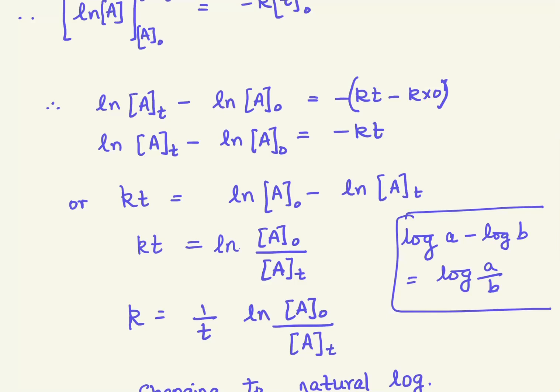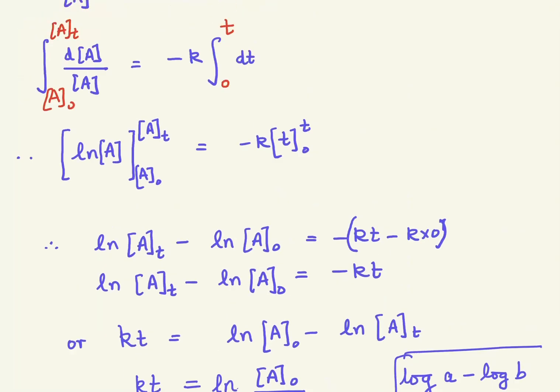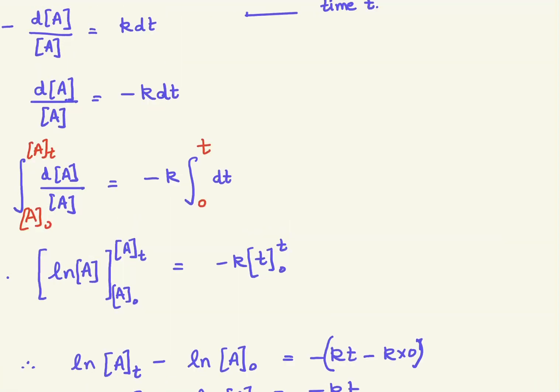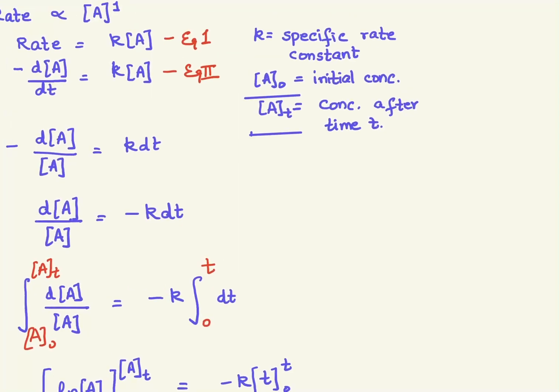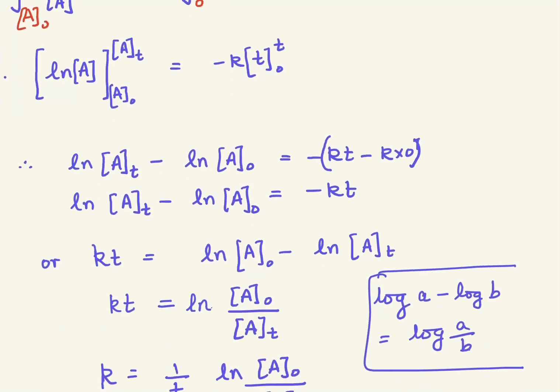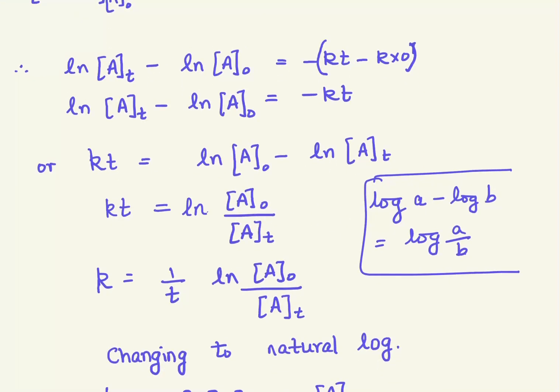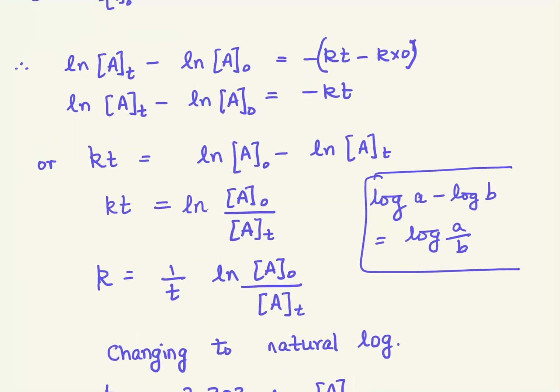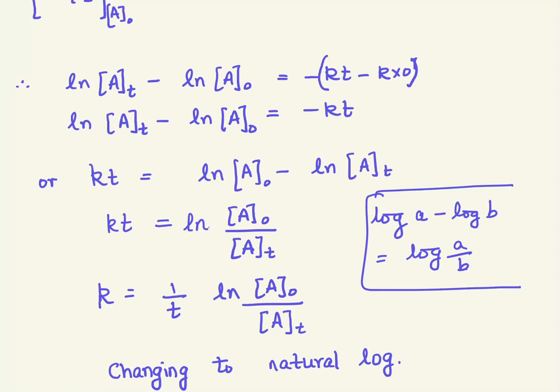Now what is your A0? Yes, it's the initial concentration. Remember, we started with that. And what is your AT? That is the concentration after time t. Now all this is natural log.